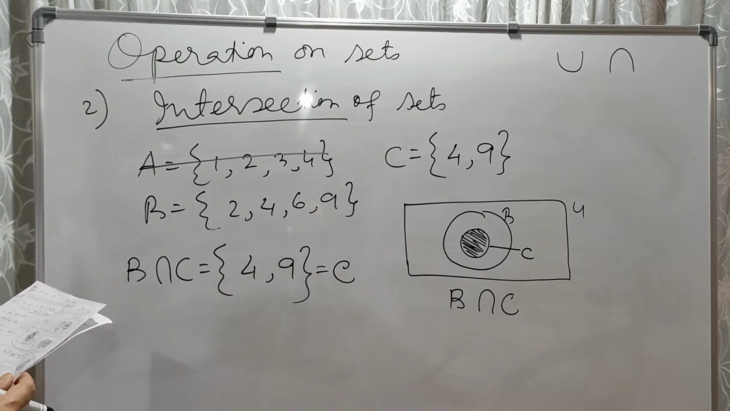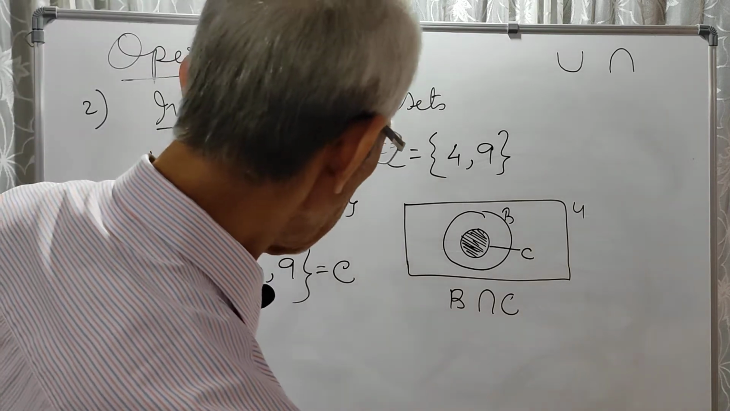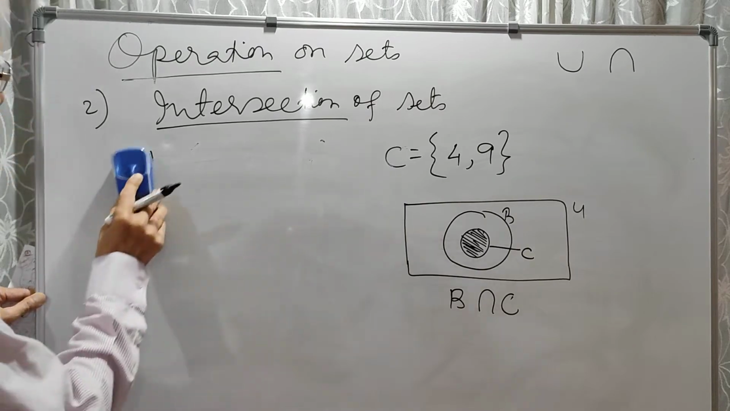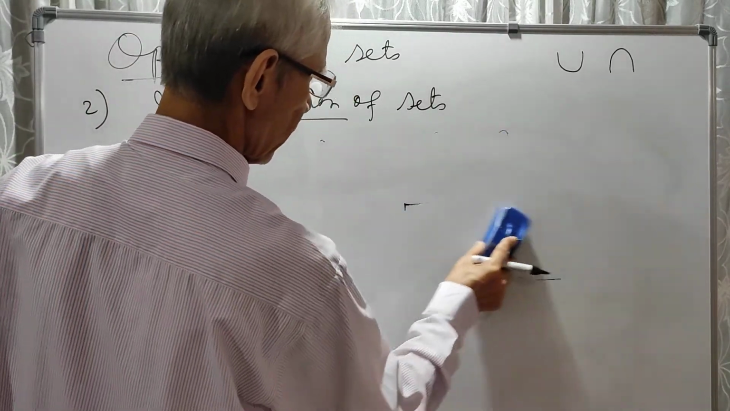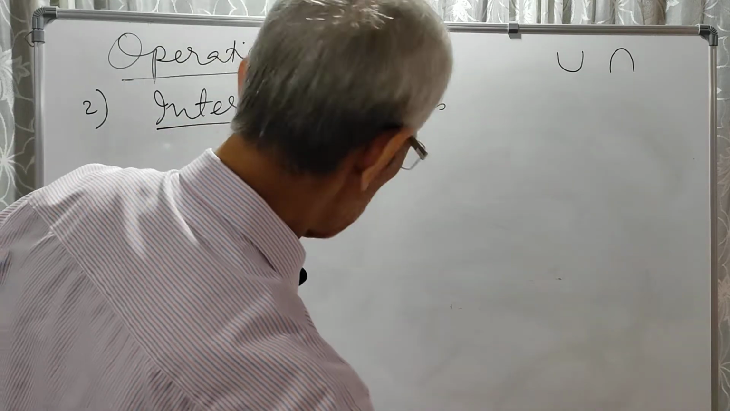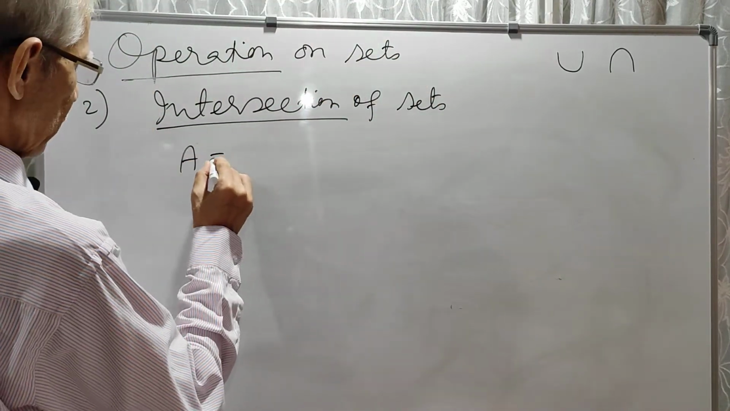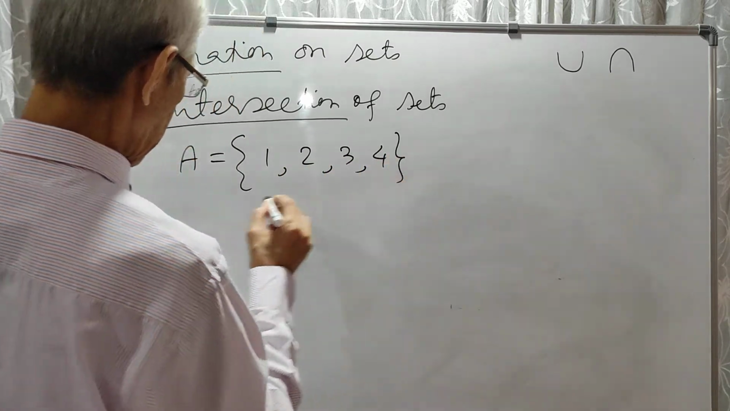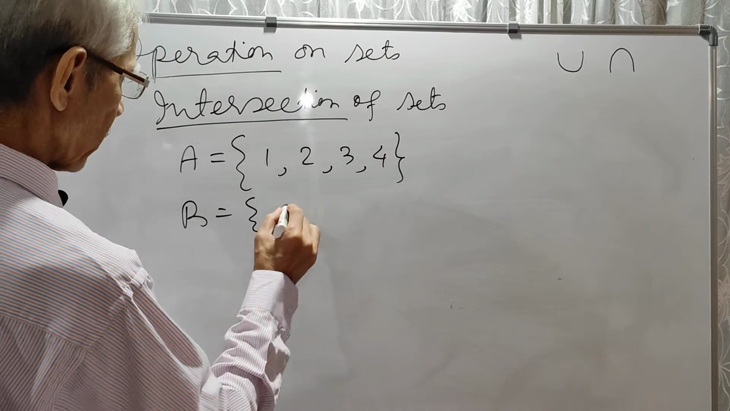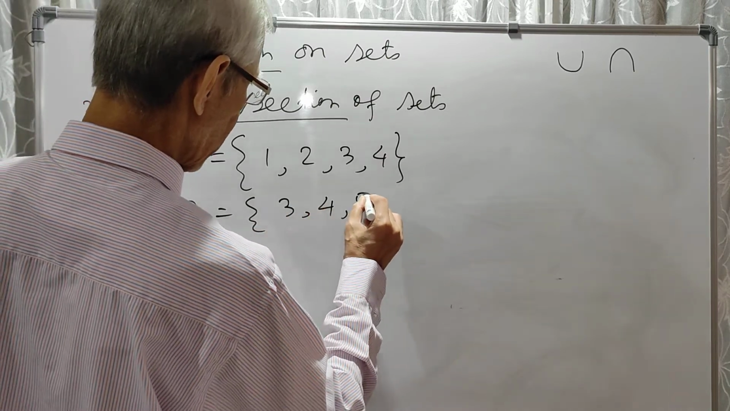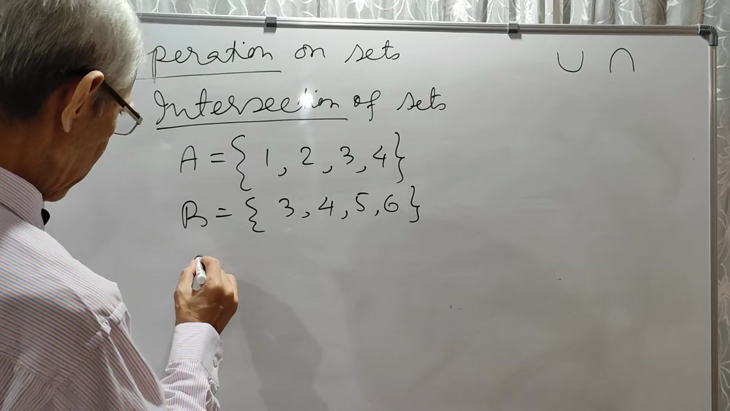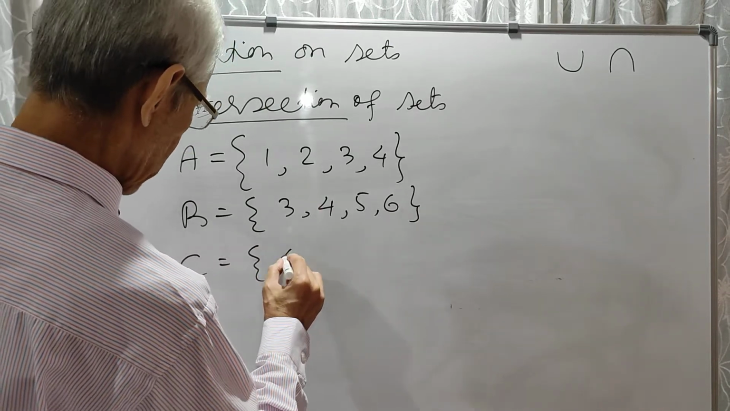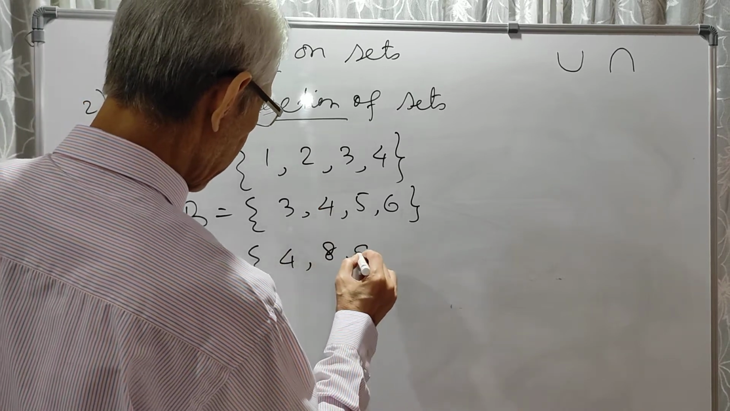Okay, then now suppose you have three sets intersecting. Suppose A is this: 1, 2, 3, 4, all right, and B is, suppose, 3, 4, 5 and 6, and C is, suppose, 4, 8, 9.